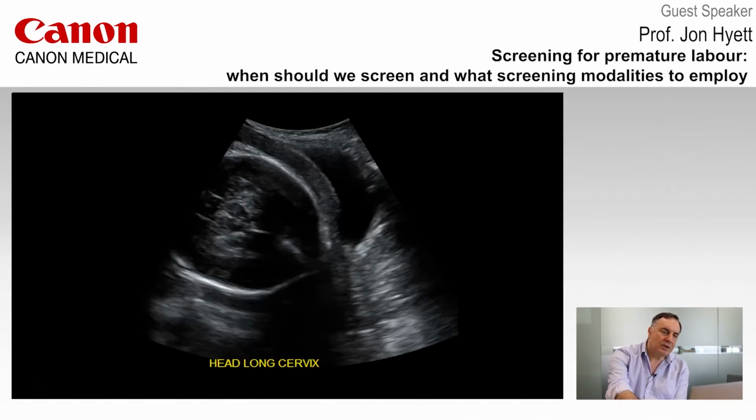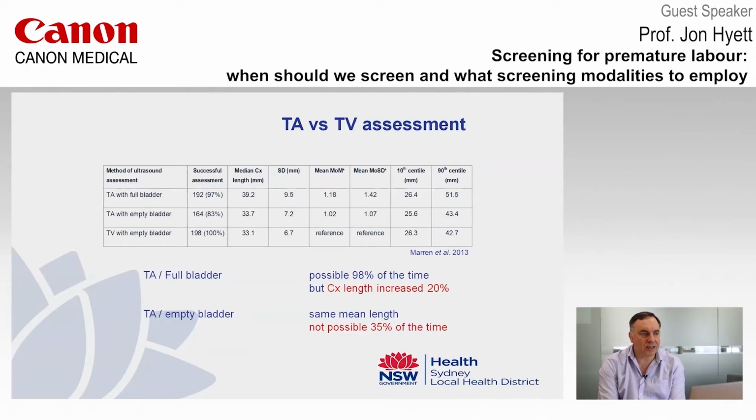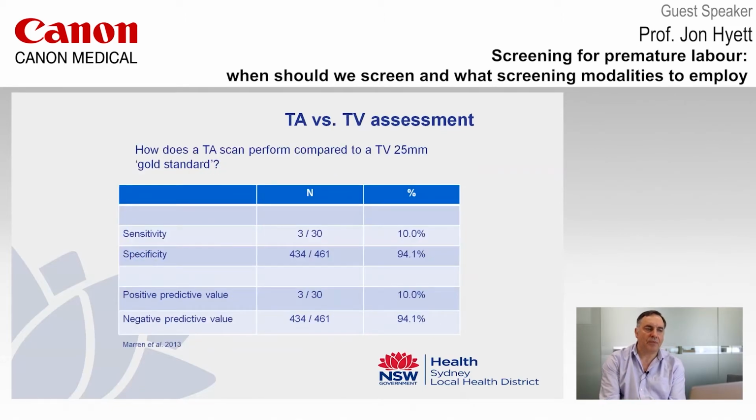So we did a study comparing transabdominal and transvaginal assessment of the cervix. We found that in order to see the cervix with a transabdominal approach, you really did need to have a full bladder. And we found that if you did have a full bladder, you made your cervix about 20% longer. And when we compared a transabdominal scan to a transvaginal gold standard, we would have only picked up about 10% of those women that had a cervix less than 25 millimetres if we'd started with a transabdominal approach. So this is something that is recommended. It's certainly in a lot of American literature that they suggest doing a TA scan first. In our mind, this will mean that you will miss a lot of cases of a short cervix.